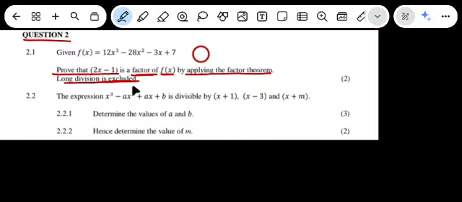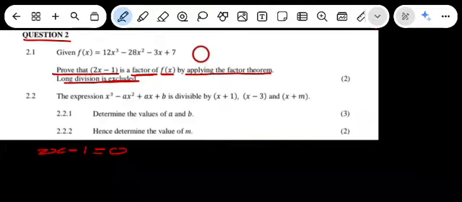All right, so how do we know that something is a factor? If it's a factor, when we substitute, it must be equal to 0. How are we going to test that? We have 2x minus 1. This must be equal to 0 if it's a factor. It is a proof that 2x minus 1 is a factor. Then we can solve for x.